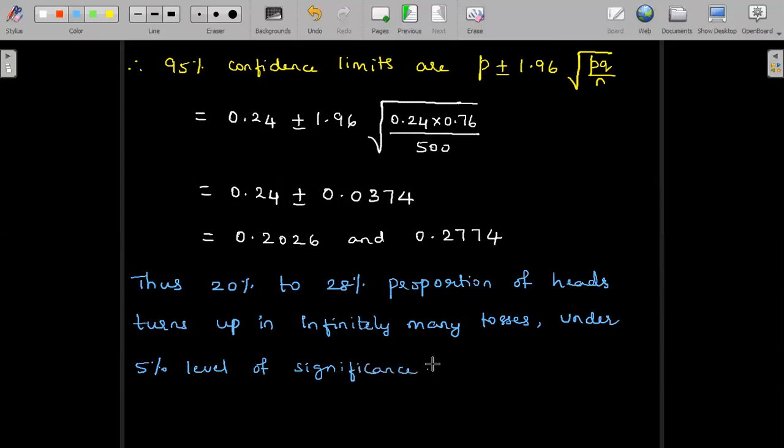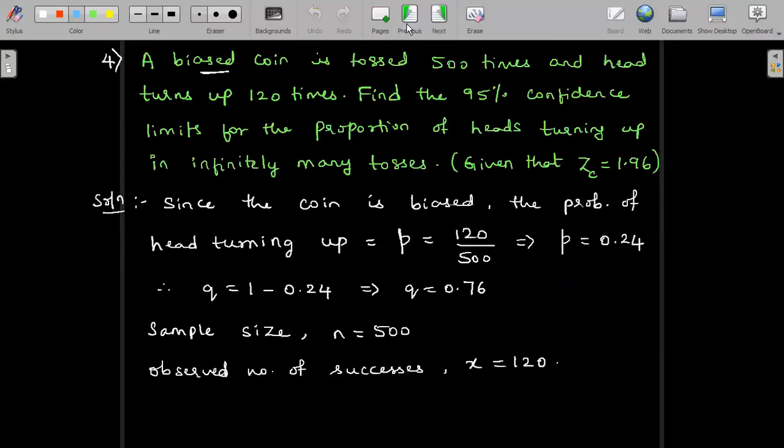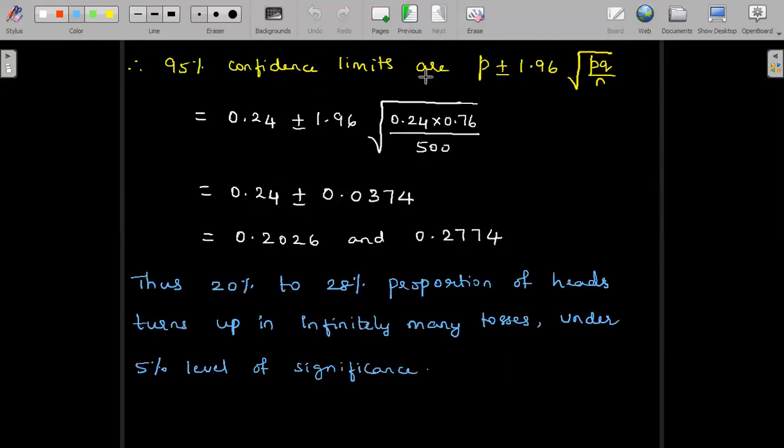So this problem was based on obtaining the confidence limits. So how much percentage of it we are confident that in infinitely many tosses heads turns up. So that was the question for us.